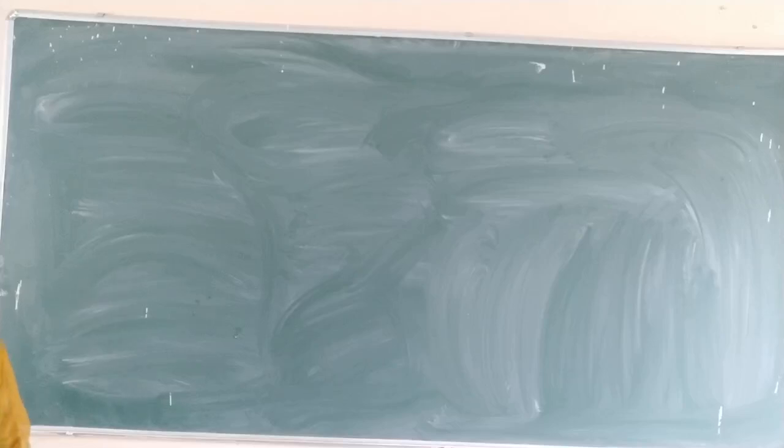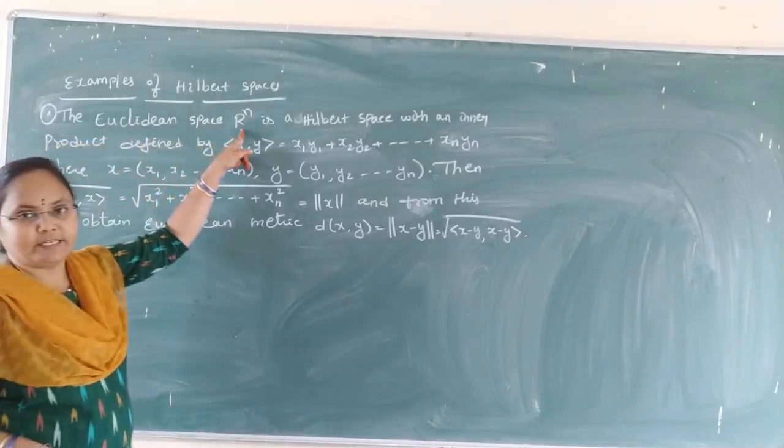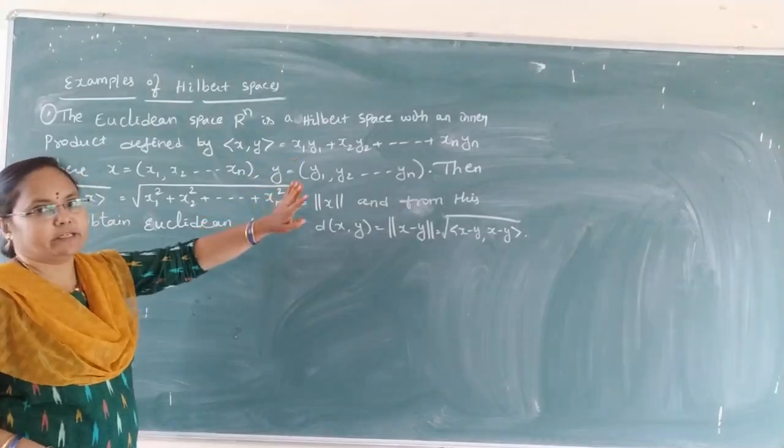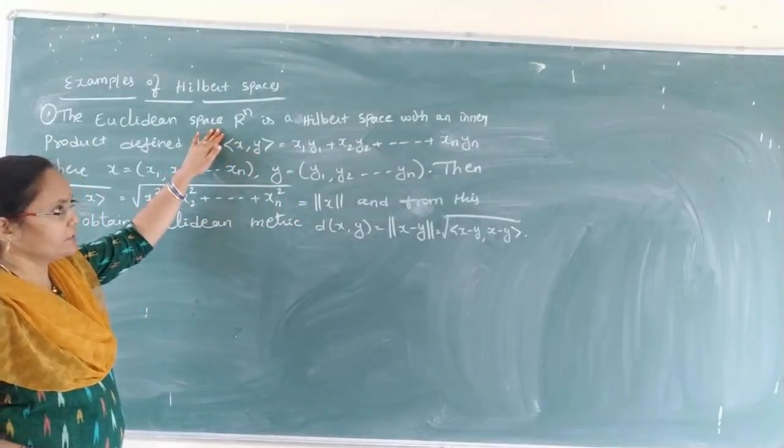So now I would like to start our first example, the Euclidean space. See our first example. The Euclidean space denoted by R power n is a Hilbert space. So it compulsorily satisfies all the Hilbert space conditions.